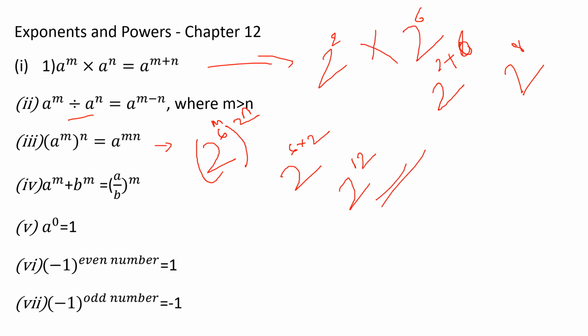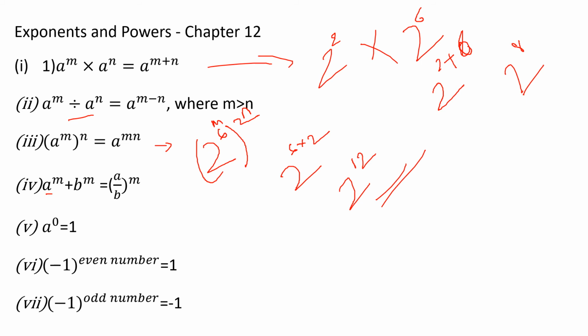Just start from the first formula. a power m into a power n is equal to a power m plus n. Next one, a power m divided by a power n is equal to a power m minus n. And the third one, a power m the whole power n is equal to a power mn. Now the fourth one: a power m into b power m is equal to a by b the whole power m. How will you read it? a power m into b power m is equal to a by b the whole power m.